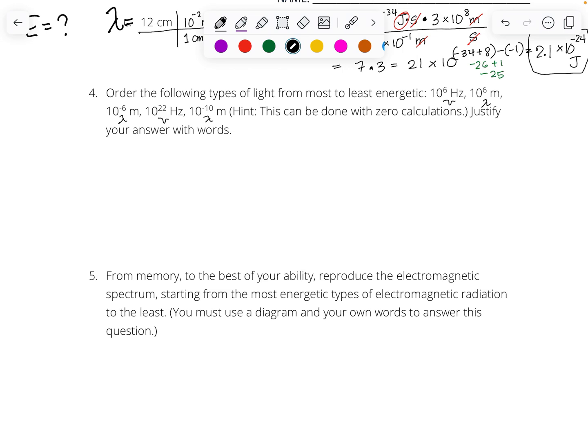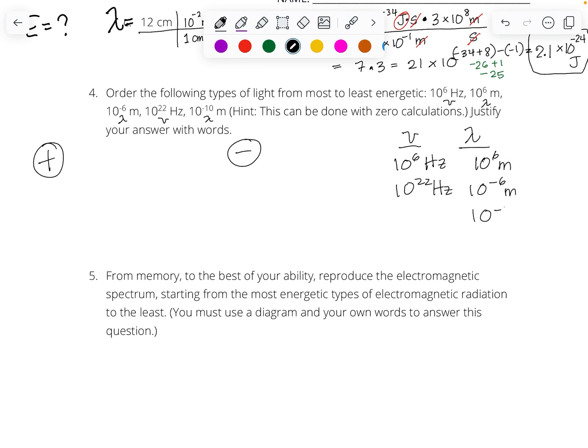One of the ways I did it, so we're going to do from greatest to least, and I'm going to list them here so we can actually see it. So we have 10 to the 6 hertz, and then 10 to the 6 meters, and then 10 to the negative 6 meters, and 10 to the 22nd hertz. Oh, and 10 to the negative 10 meters.